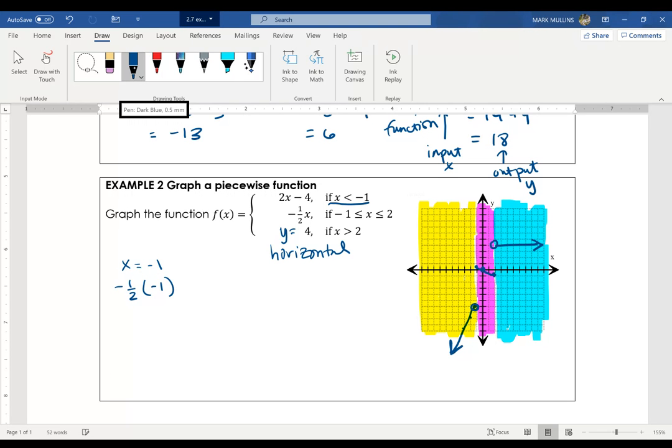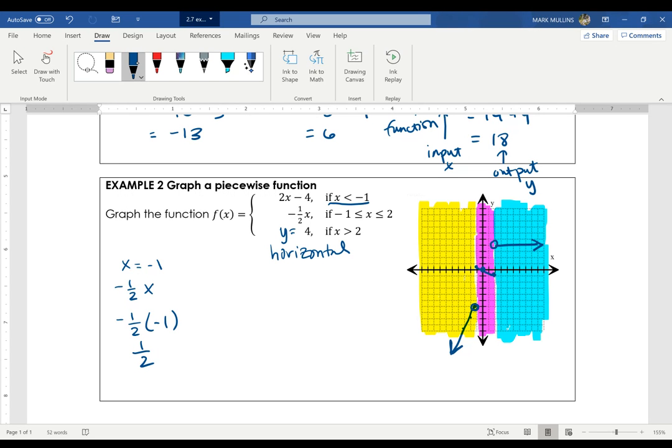So -1, because remember we're using that function, we should write it down. So we're using the function -1/2 x. We use -1 because that's right on this line here. -1/2 times -1 is a +1/2. So that's kind of how I got this point right here, by just trying to do the slope but having to stop in the middle of it.